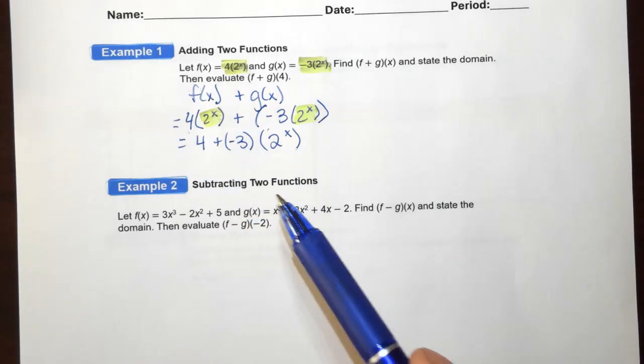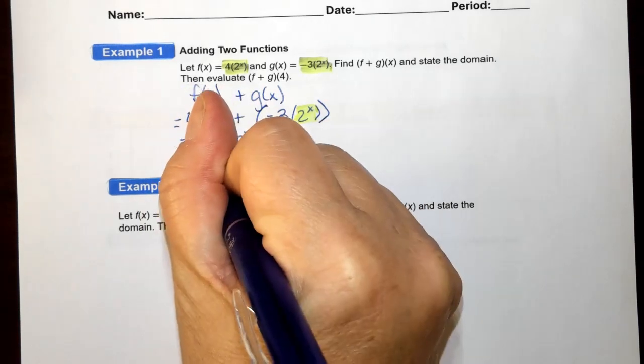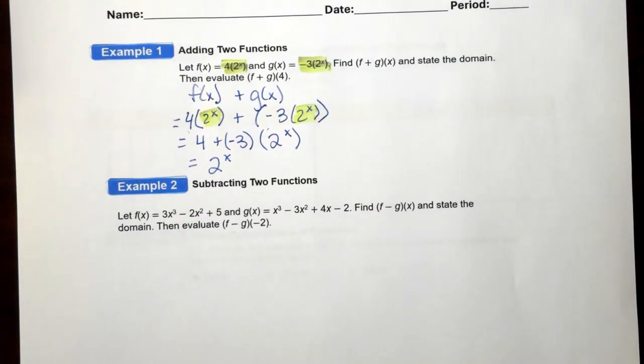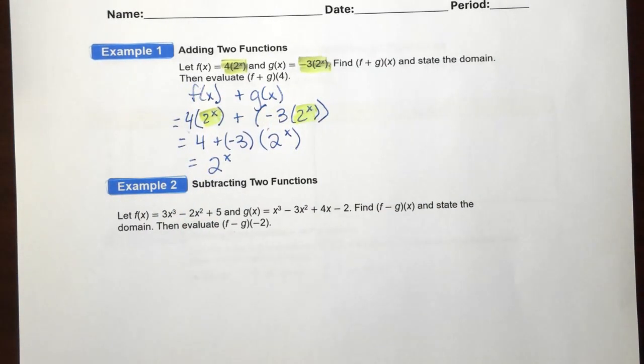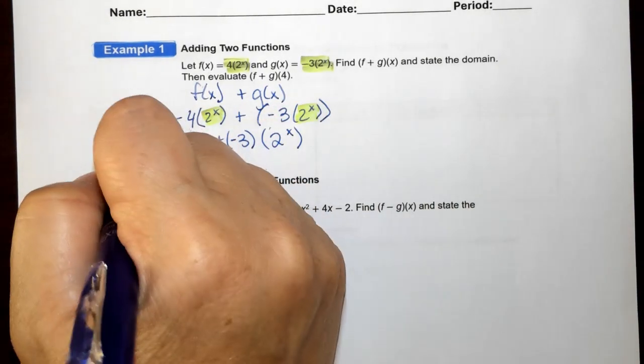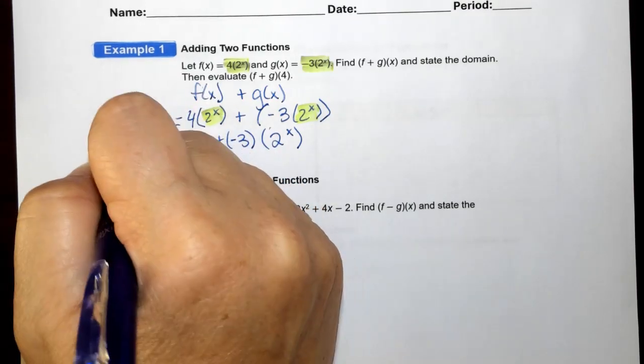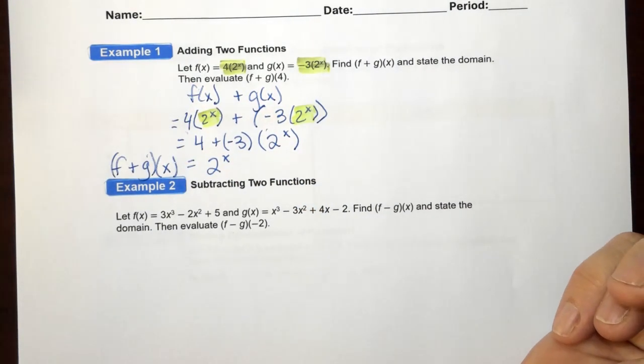Well, 4 plus negative 3 is 1. 1 times anything is itself, so definitely not necessary to write the 1. So we actually end up with 2 to the x power. So that's the first part. So this is what f plus g of x equals. It's 2 to the x. So that's your first part.